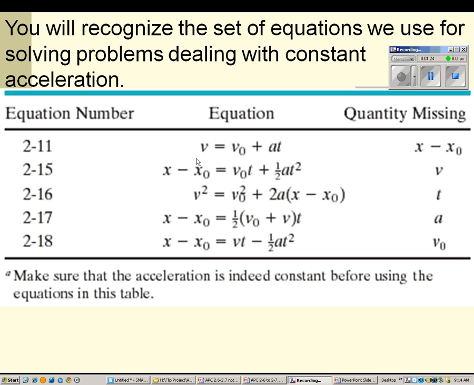Sometimes this right here, this x minus xo, you'll see that written as delta x. It's just easier to write that as delta x. So you'll see that x minus xo as delta x equals v of t plus 1 half at squared. Or you'll see this v squared equals vo squared plus 2a delta x. So you want to make sure those are in your equations list in your notebook. So pause the video now, write those in there.